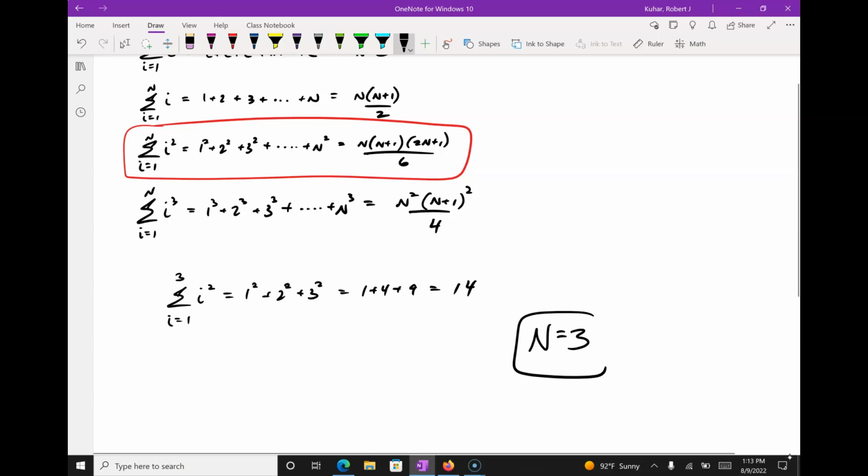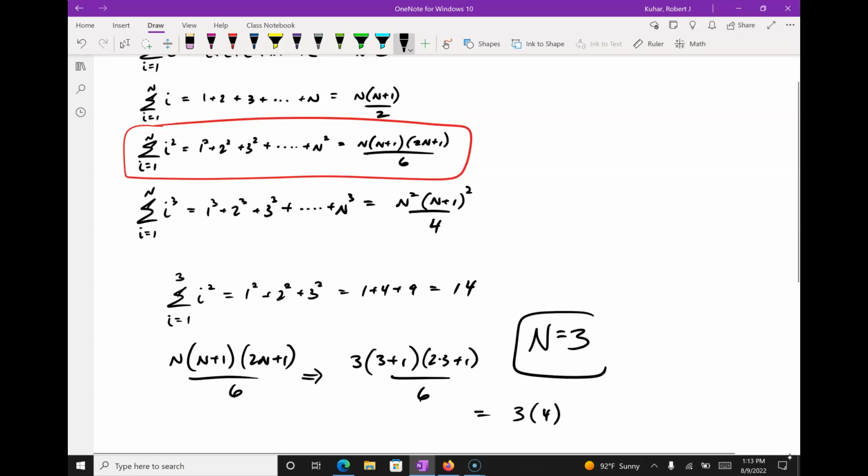So I want to see if my formula works for n is 3. n times n plus 1 times 2n plus 1 over 6 is going to give me what? 3 times 3 plus 1, and then 2 times 3 plus 1 all over 6. That's 3 times 4 times 7 over 6. Uh-oh, 12 times 7 over 6, 14. Ha!